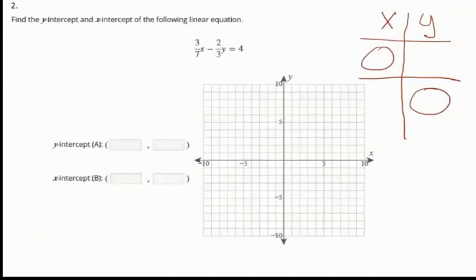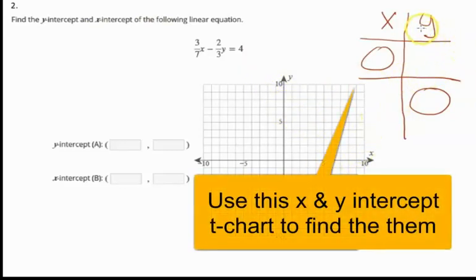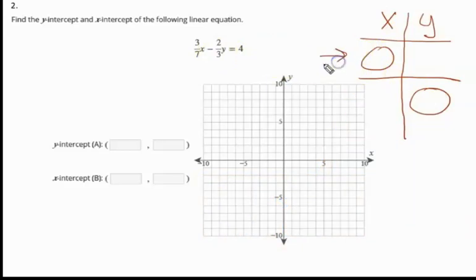Now, in this next one, you're asked to find the intercepts, that is, those points on the y-axis and the x-axis where the lines will cross. And I'm going to ask you to use the special x and y intercept t-chart for this. And first, let's find the y-intercept. So if x is a 0 here, this becomes a 0. So we end up with a negative 2/3 y equals 4. All right, again, review from Chapter 2. See what you can do to solve that.